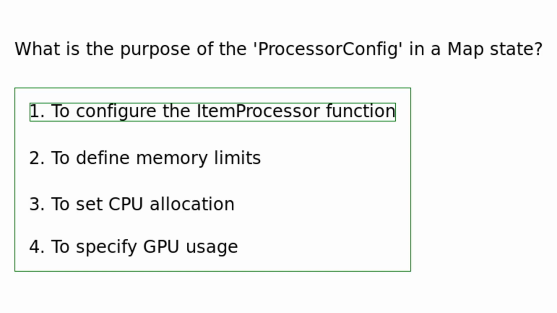The processor config in a map state of AWS Step Functions is used to configure the item processor function, which dynamically processes each item in parallel.